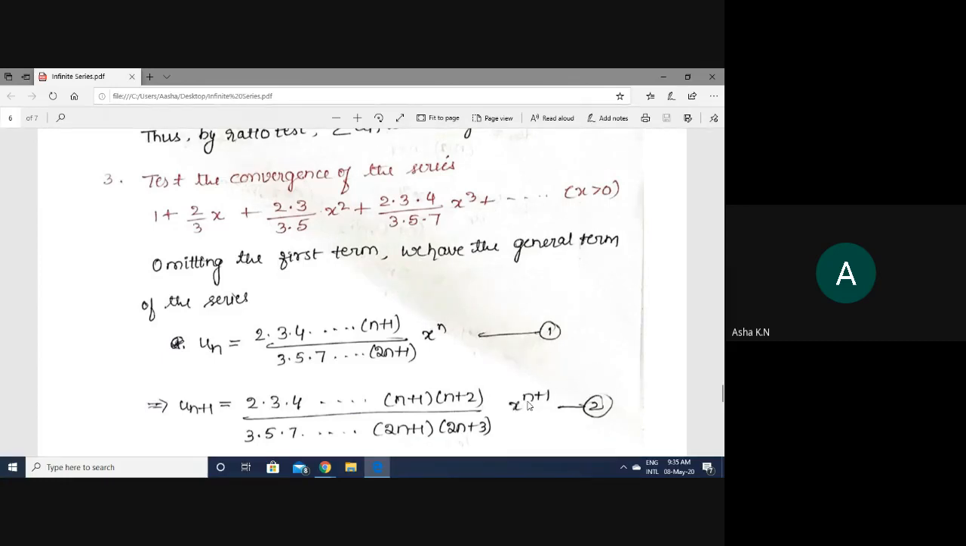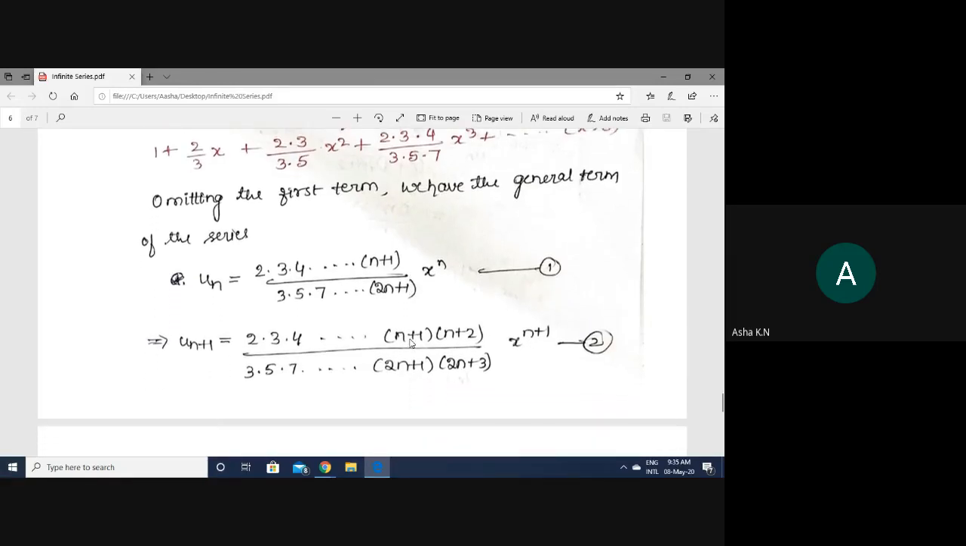Now consider the ratio un plus 1 by un. You can see that terms from 2, 3, 4, etc., up to n plus 1 are there in both, so they will get cancelled. Similarly in denominator 3, 5, 7, etc., up to 2n plus 1 will get cancelled. So what are you left with? Only this term n plus 2 by 2n plus 3, and then x power n plus 1 by x power n.